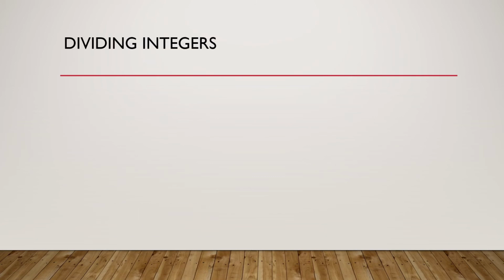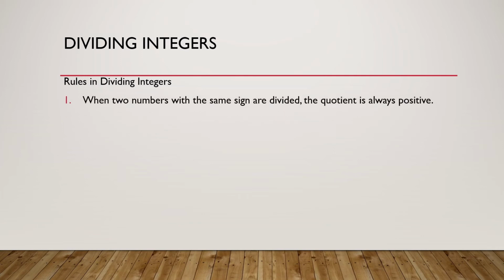Okay, now let's move on to dividing integers. What are the rules in dividing integers? When two numbers with the same sign are divided, the quotient is positive. So positive divided by positive equals positive. Negative divided by negative is positive. Right?